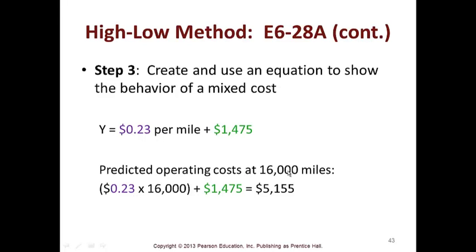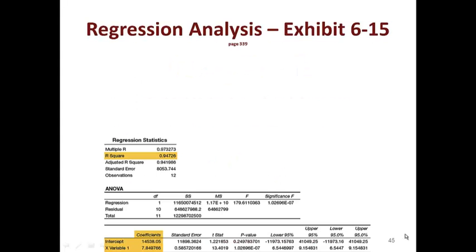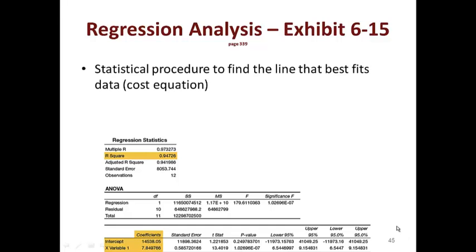So here, if you're assuming 16,000 miles, you're going to take your 0.23 times your 16,000 plus the 1475 and get 5155. So you have a nice little math equation. You can use regression analysis. It's a statistical procedure to find the line that best fits the data. It uses all data points.